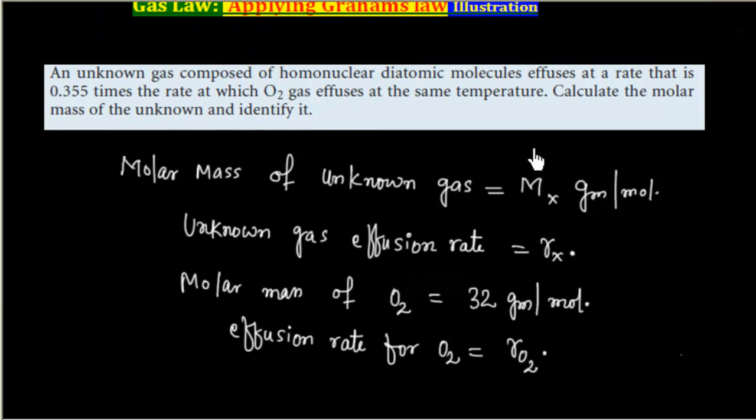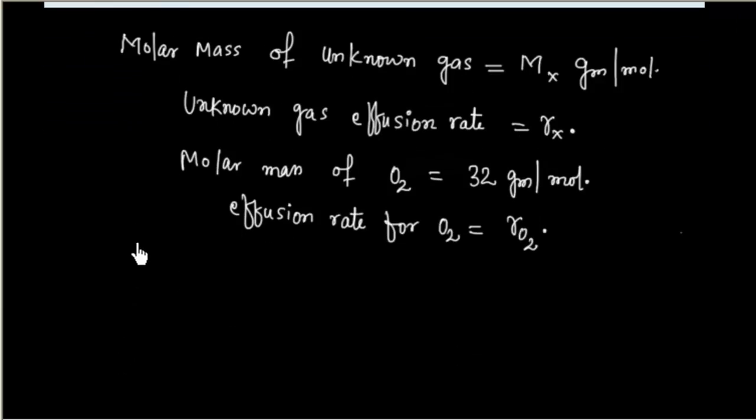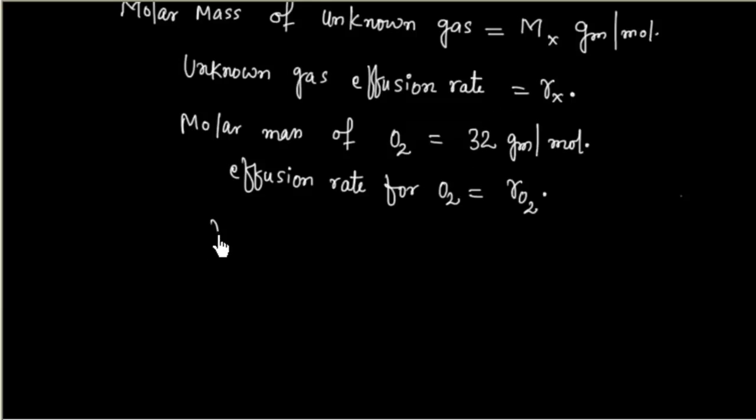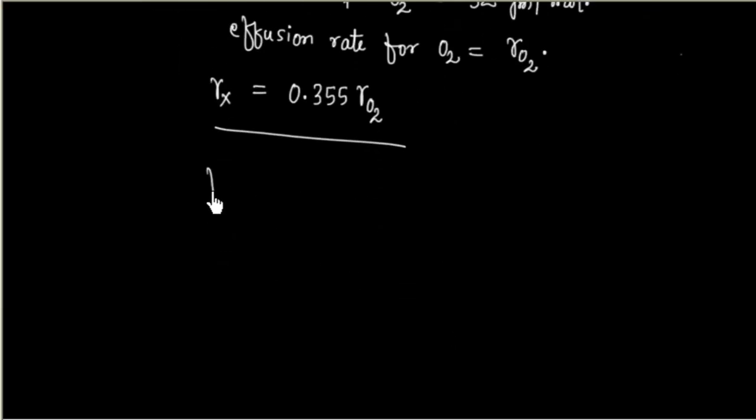The question says this unknown gas effuses at a rate that is 0.355 times the rate of oxygen. So basically Rx is nothing but 0.355 times the rate of effusion of oxygen. So this is given. Now we can apply Graham's law, that is, rate of effusion is inversely proportional to the square root of molecular mass.